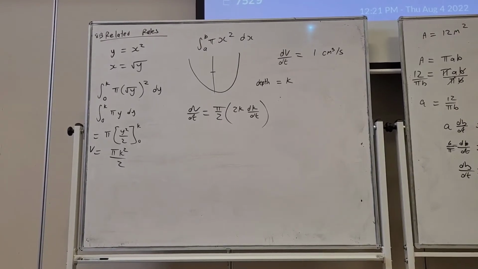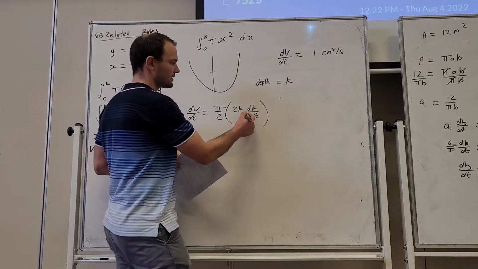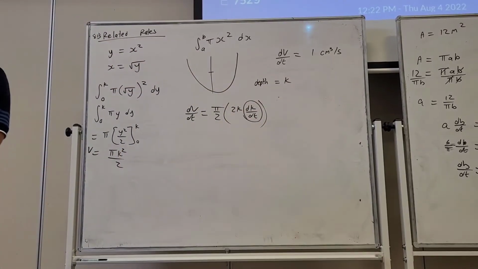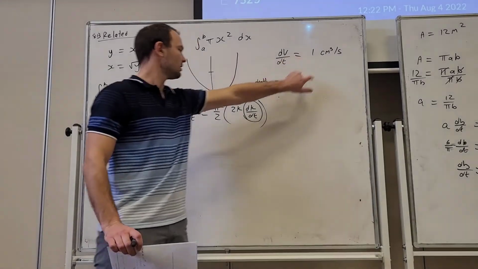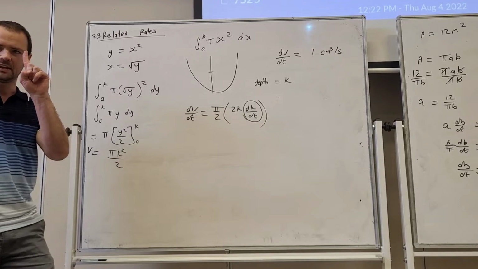All right, now what are we asked to find? At what rate is the depth changing? We're trying to find dk on dt when the glass is half full. Okay, we've got dv on dt. We're trying to find dk on dt. There's one more variable that we need.